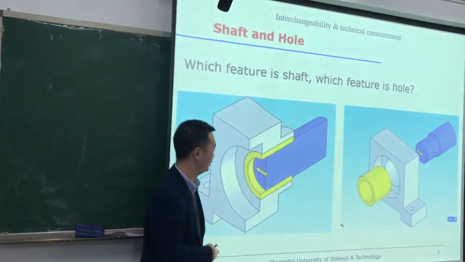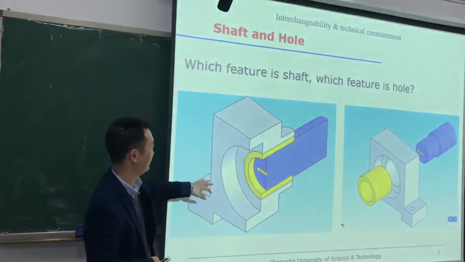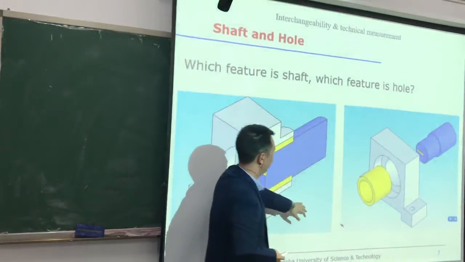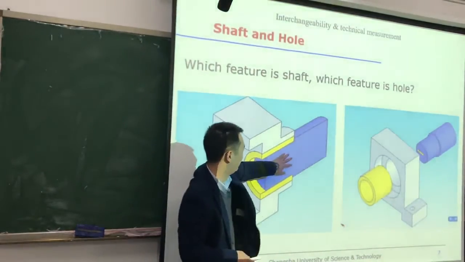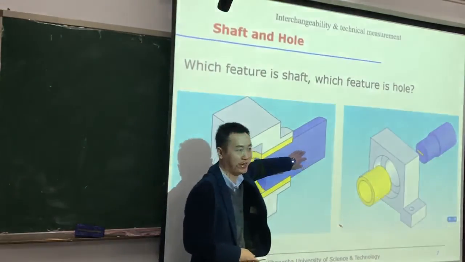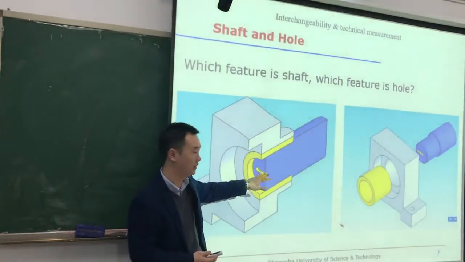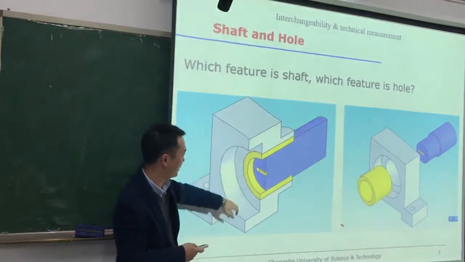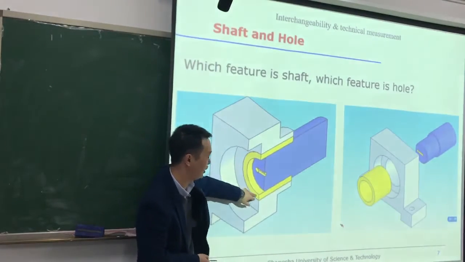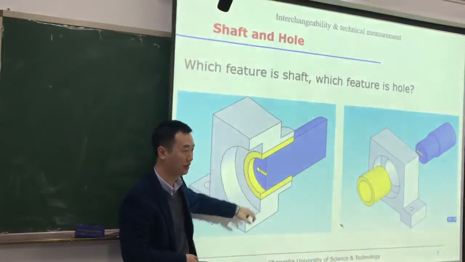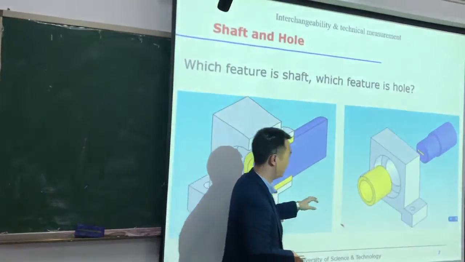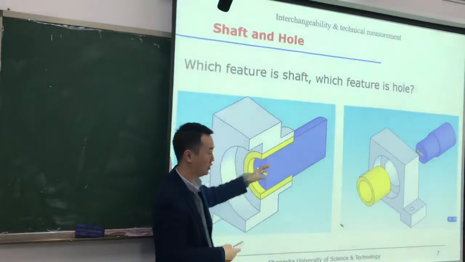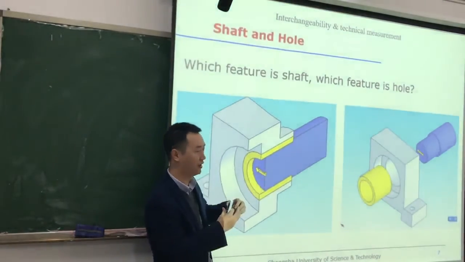So let's see another example. For these workpieces, let's see. This blue one is definitely a shaft. It's very easy, and it's cylindrical. So let's see the yellow one. It's a hole, right? Why? Because it connects with the shaft. The hole and the shaft always fit together.